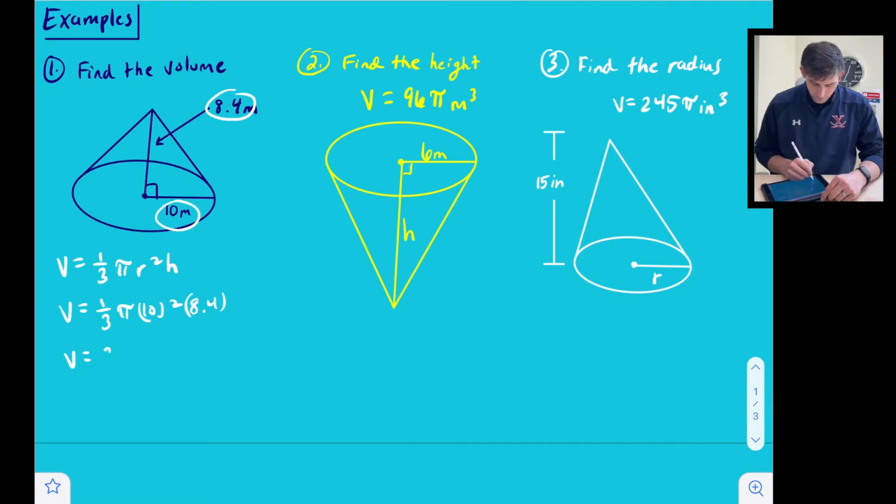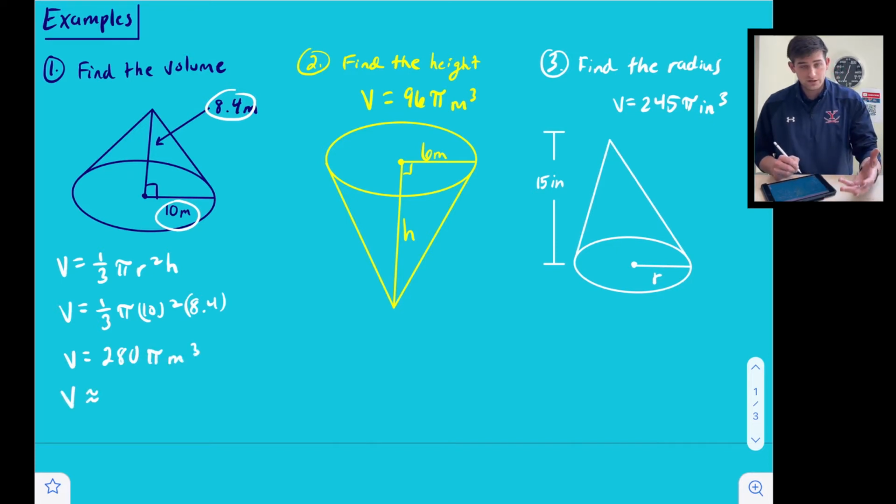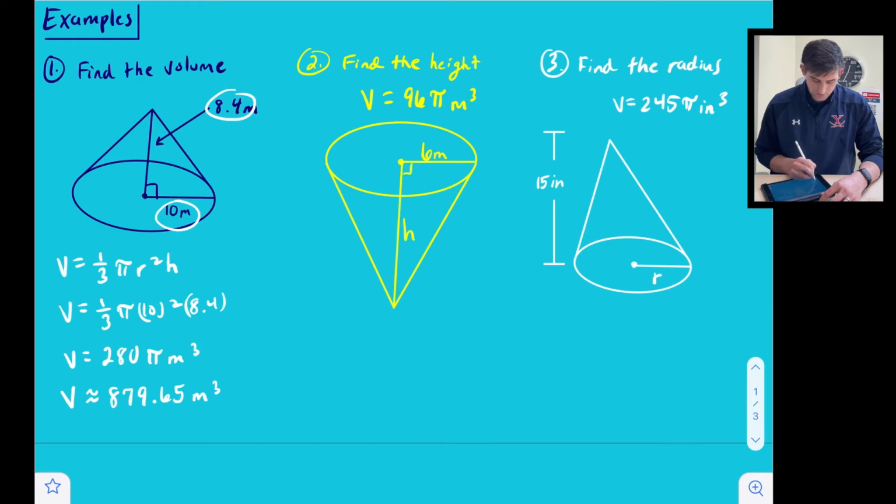Now we have 280 pi meters cubed, and we can write our volume in terms of pi, like 280 pi, or we can multiply 280 times pi to get our volume as a decimal approximation, 879.65 cubic meters. So that would be our volume for number 1.